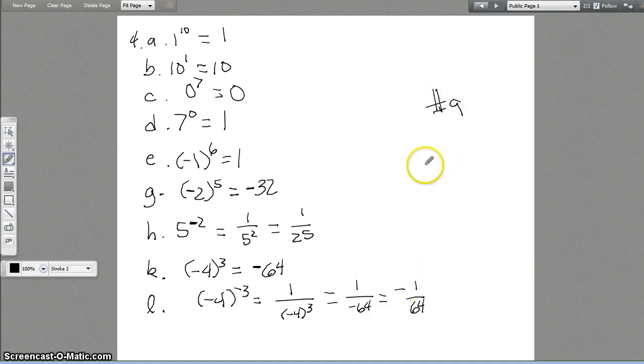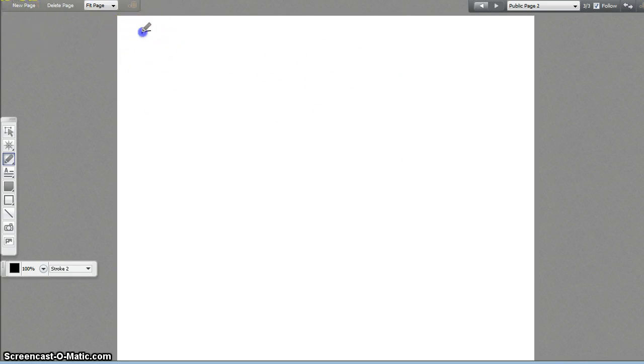that I assigned for homework. So if you're having any problems with number 9, look back at number 4. Okay, now we're going to look at number 5. Number 5 is just like number 10 that I assigned for homework. It says use the table of powers of 5 at the right to find each of the following.